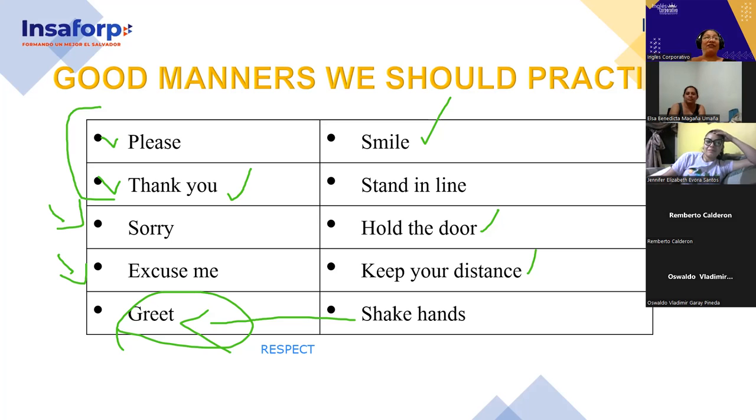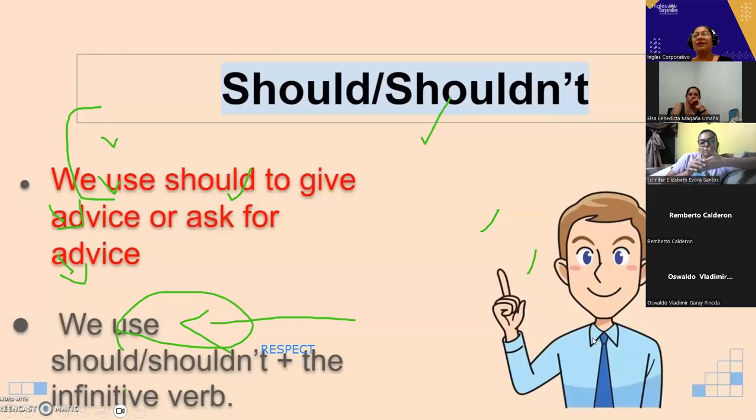So we have bad manners, good manners, and everything, why? Because we want to use should or shouldn't. Should or shouldn't. So, when are we going to use should or shouldn't?